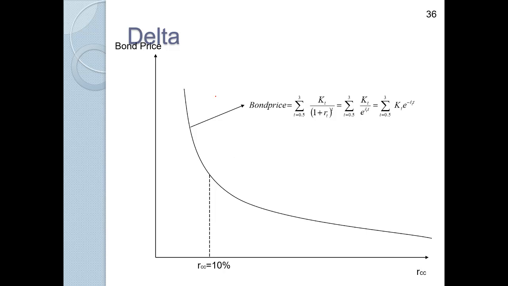So here we have our original price of the bond. We priced our bond, let's assume, with an R on continuous compounding of 10%. And then we got this price, 1094. So this is the original price, and this is the formula to compute the bond price. This graph is giving you the relation between the continuously compounded rate and the bond price.